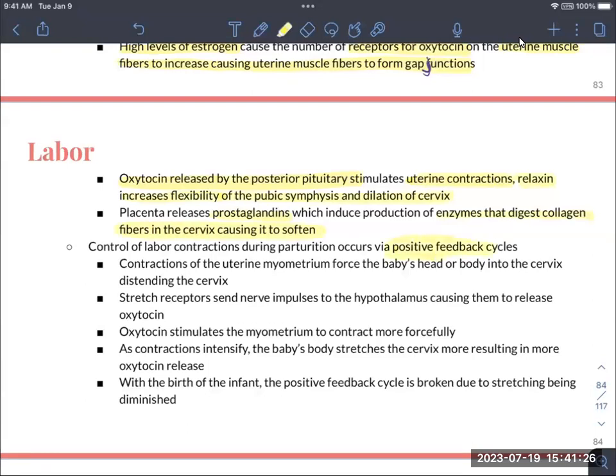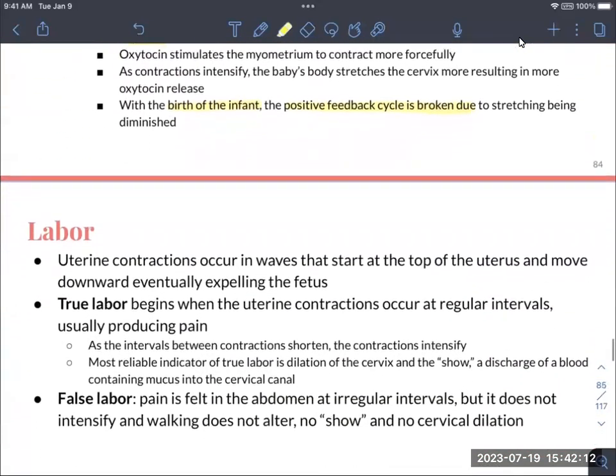Labor is a positive feedback. So as contractions of that uterus force that baby's head and body into the cervix, as that cervix stretches, distending, those stretch receptors send up information to that hypothalamus, causing it to release more oxytocin. As more oxytocin comes out, it stimulates more contractions on that myometrium, that uterus. These contractions continue to intensify as more and more oxytocin gets released. With the birth of that infant, this positive feedback cycle gets broken down. That stretching of that cervix is no longer happening.